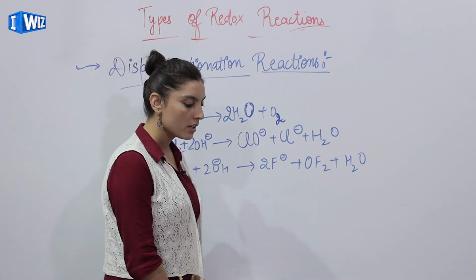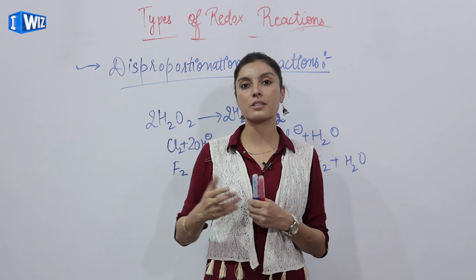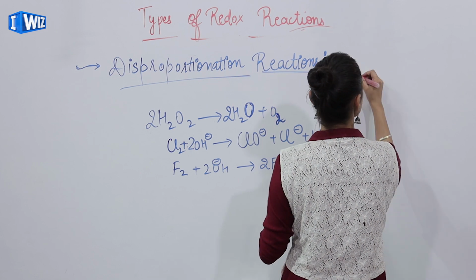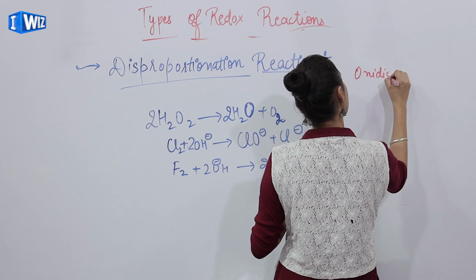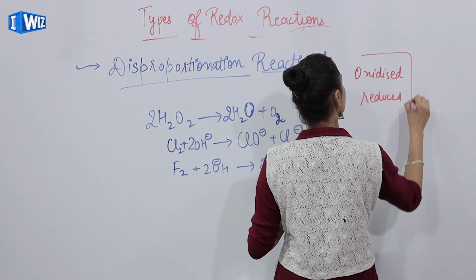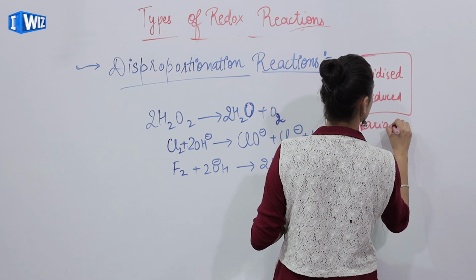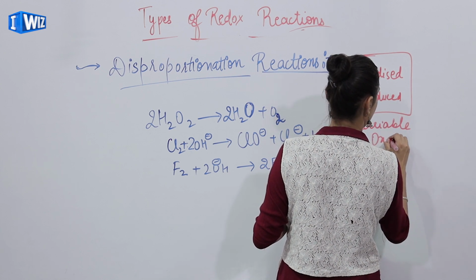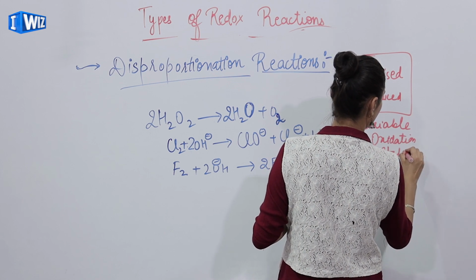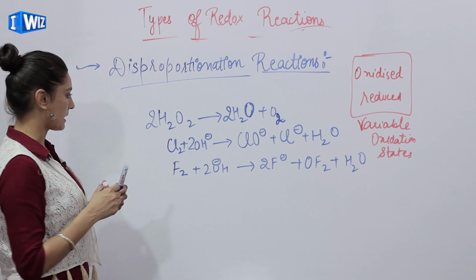In this reaction, the particular element disproportionates into different oxidation states. For example, at the same time the element is getting oxidized, it is also getting reduced. It means the element will be exhibiting variable oxidation states or oxidation numbers. Fine. So let's have a look at an example, but this thing is happening simultaneously.